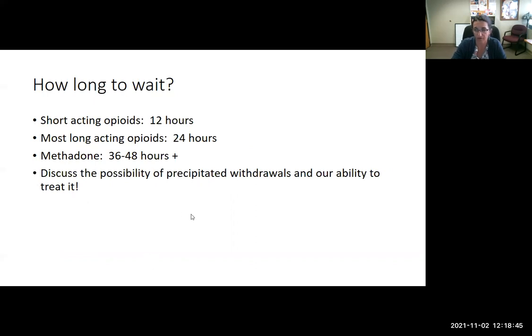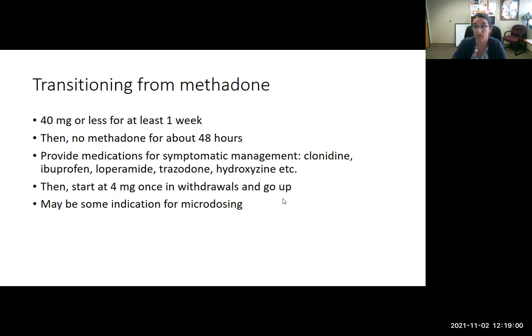And again, we want to discuss always the possibility of precipitated withdrawal, which most patients are aware of, but definitely talking about it, not to discourage them, but to kind of help them prepare for it if it should happen. And then if it doesn't, then that's good. And that we can treat it. We can offer them medications that will help them through that.